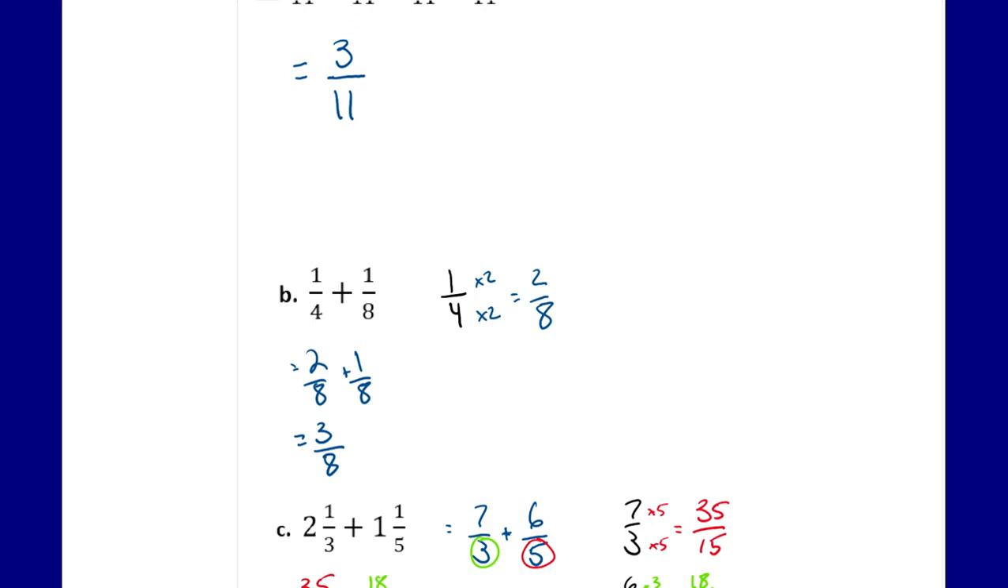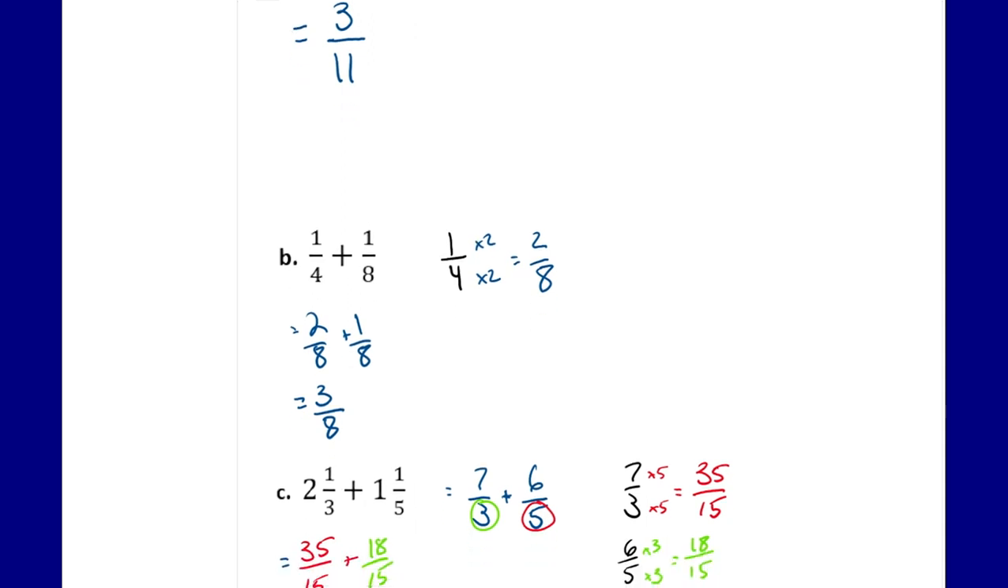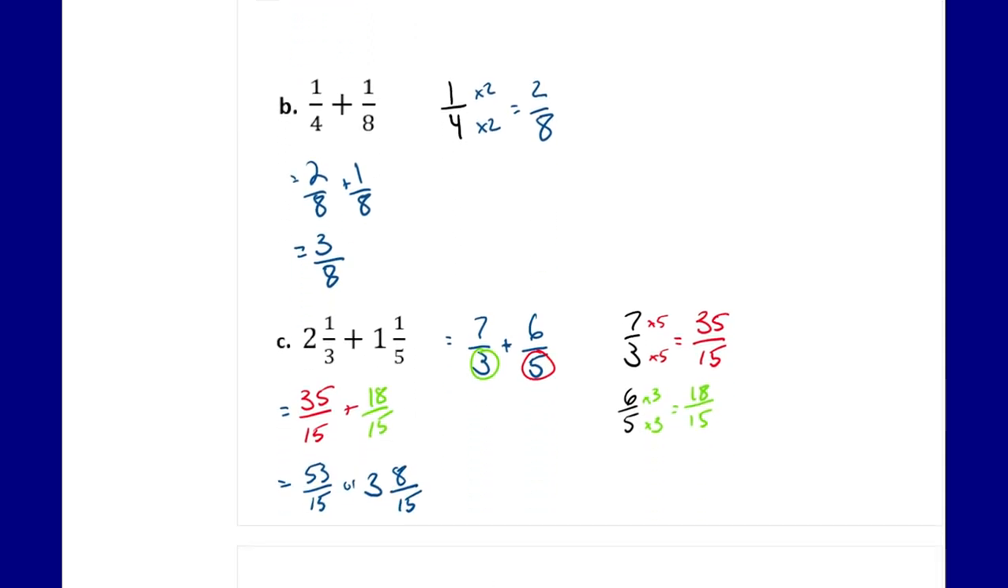In this case, we only have to change one of the fractions because I can multiply 4 by 2 to get to 8. I have to do the same thing to the numerator. So 1/4 is the same thing as 2/8. I should end up with 3/8. For C, in this case, I converted both to improper fractions first, and then I went through and found a common denominator. Again, if you wanted to, you could add up the whole numbers first and then work with the fractions. That's up to you. And we should end up with 53 over 15 or 3 8/15, which we then can't reduce any further.